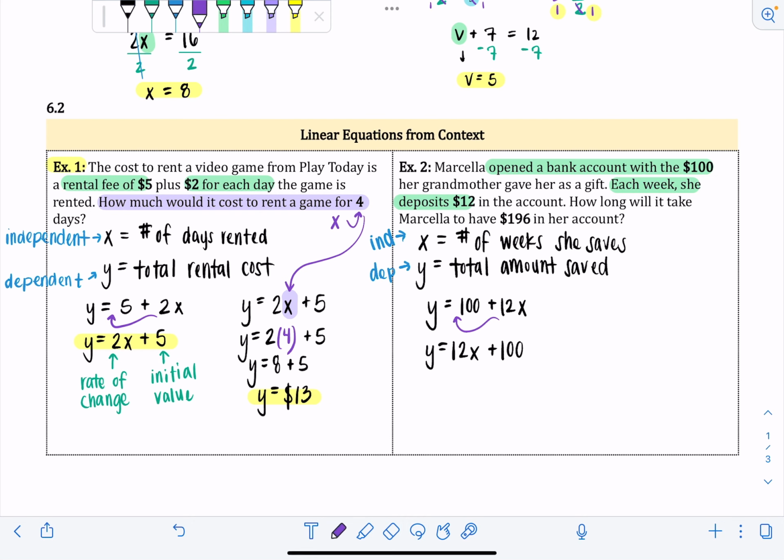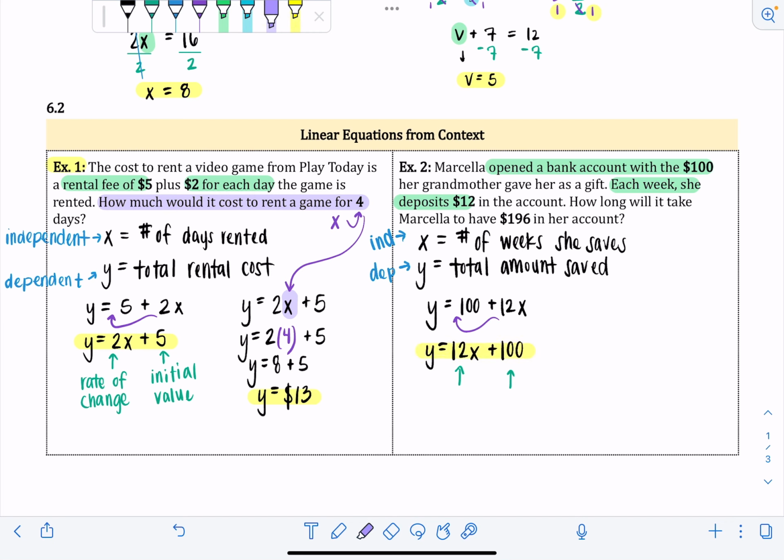And then remember we talked about in the last example how the number that was multiplied by x, that's the rate that it is changing by. So it's increasing by $12 per week because she's putting in a new $12 each week. And then that number where the 100 is, that's our initial value. So she starts off that account with $100. So that's our equation, y equals 12x plus 100.